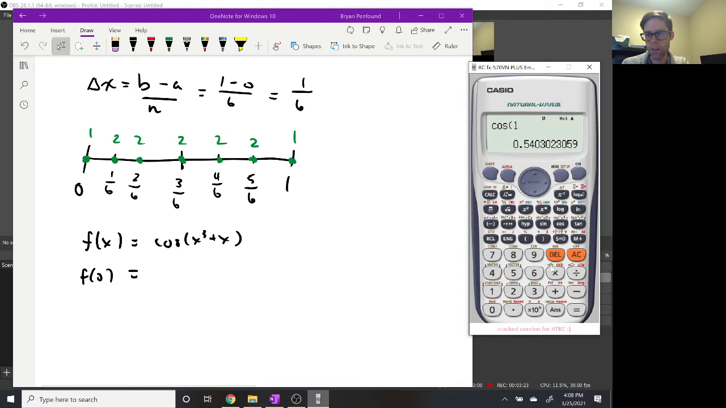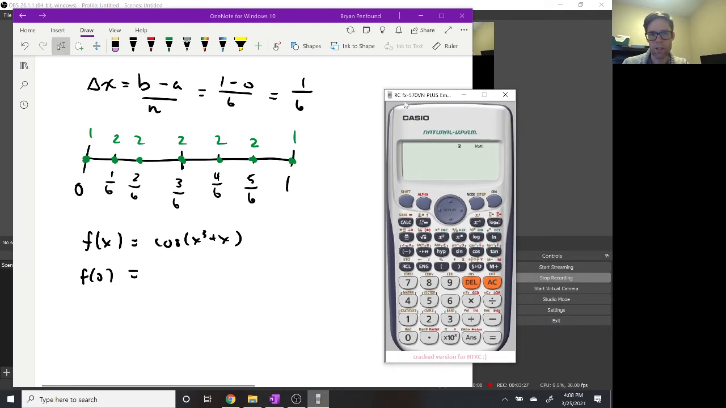I calculated cosine of 1. That is not correct. Sorry, my mouse is freaking out and it's bothering me. Okay, I think we're good. Okay, so cosine of 0 is 1.